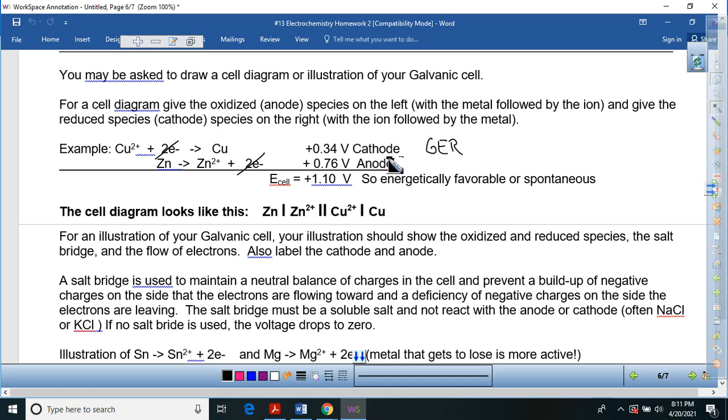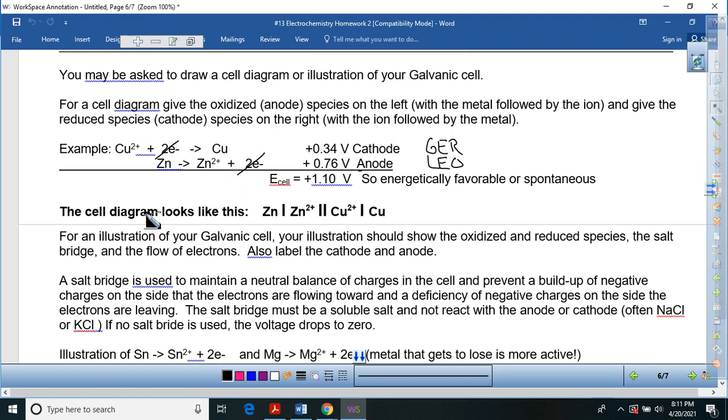Reduction is at the cathode. Zinc is losing electrons, loss of electrons is oxidation. Oxidation at the anode. And then when you have this positive value, it tells us that this is an energetically favorable or spontaneous reaction. And when you look at these half reactions, what you can see is this.